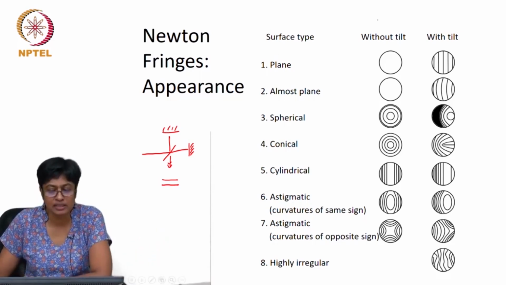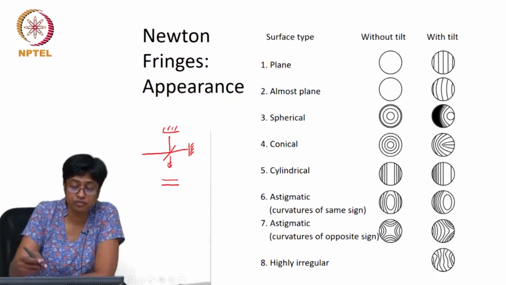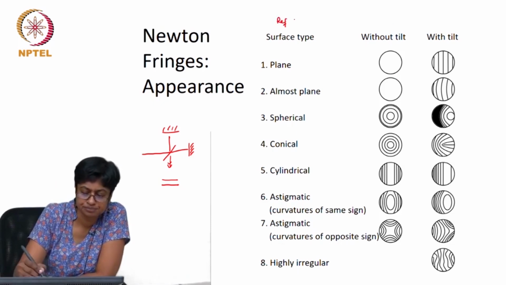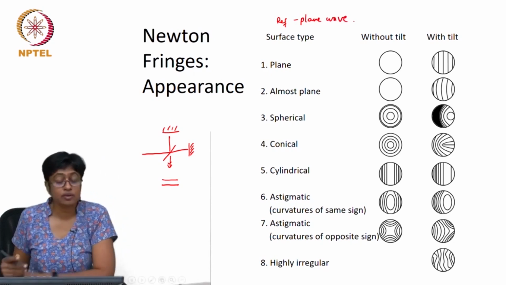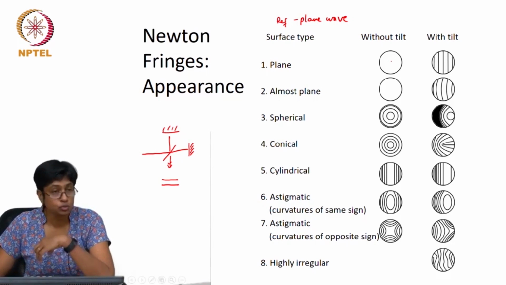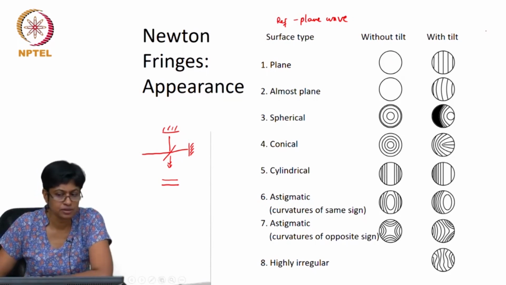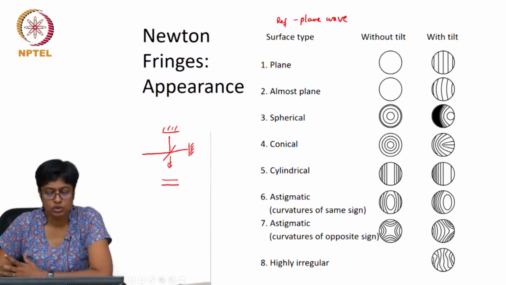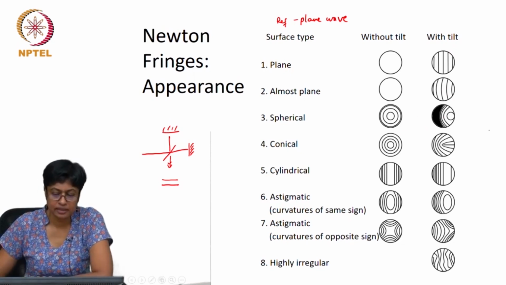So if I don't have any tilt, and the reference here is assumed to be a plane, it's a plane wave. So if I have two plane waves, there's no tilt between them, I'm not going to see fringes. So it's only useful to me if somehow I introduce a tilt and I see these fringes. If it's almost plane, it means the fringes are going to deviate slightly from those linear case, as is shown here. And of course, if it's spherical, as we saw, you will get the rings.